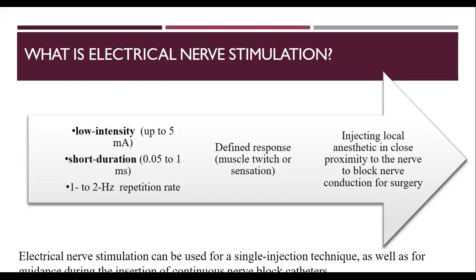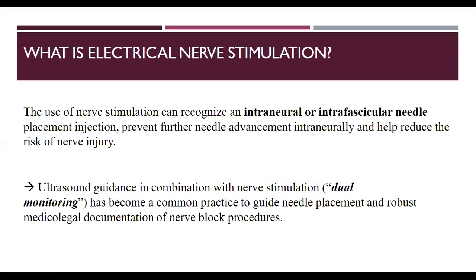Electrical nerve stimulation can be used for single injection technique as well as for guidance during the insertion of continuous nerve block catheters. The use of nerve stimulation can recognize an intraneural or intrafascicular needle placement and prevent further needle advancement intraneurally, helping reduce the risk of nerve injury. This is very important. This is a major purpose of using a peripheral nerve stimulator.